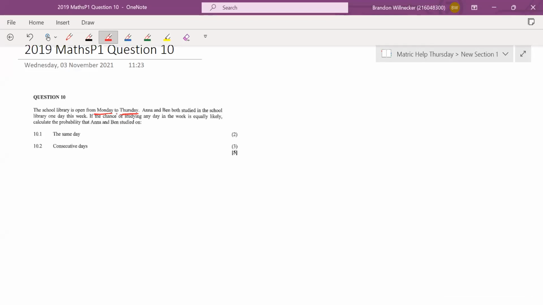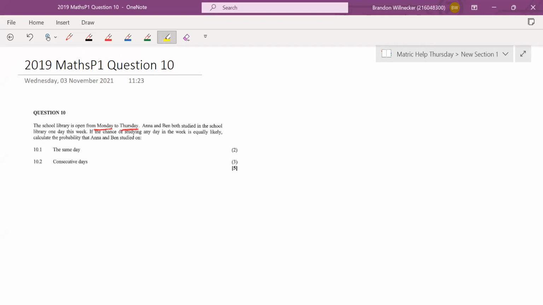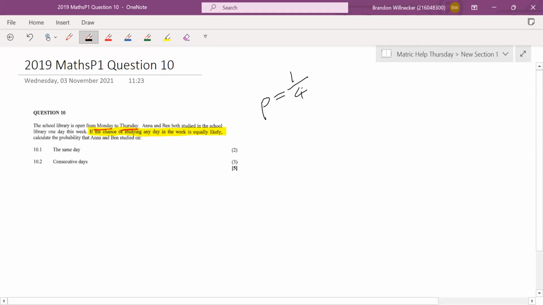If the chance of studying any day in the week is equally likely, that's very important. Let's highlight that. If the chance of studying any day is equally likely, so Monday, Tuesday, Wednesday, Thursday, they all have the same probability. Let's make a little note there. We have 4 days, they are all equally likely. So the probability for any given day is 1/4, because we've got those 4 days.